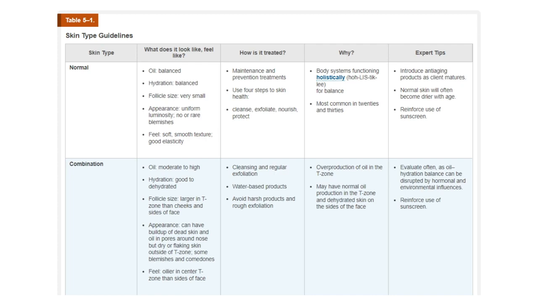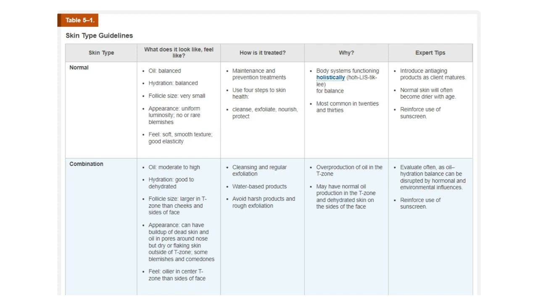How is it treated? Maintenance and prevention treatments. Use 4 steps to skin health. Cleanse, exfoliate, nourish, protect. Why? Body systems functioning holistically for balance. Most common in 20s and 30s. Expert tips. Introduce anti-aging products as client matures. Normal skin will often become drier with age. Reinforce use of sunscreen. Skin type, combination.